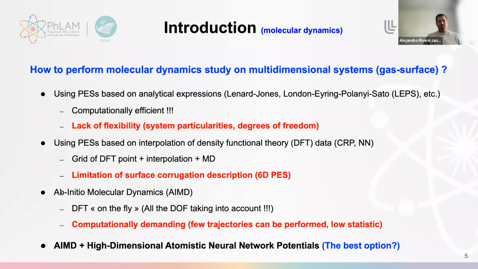The third method that I want to present is ab initio molecular dynamics. As you know, this is based on DFT on the fly, and all the degrees of freedom are taken into account in this calculation. But we know that it is computationally demanding, because we can perform only a few trajectories, and then we have low statistics of our processes.